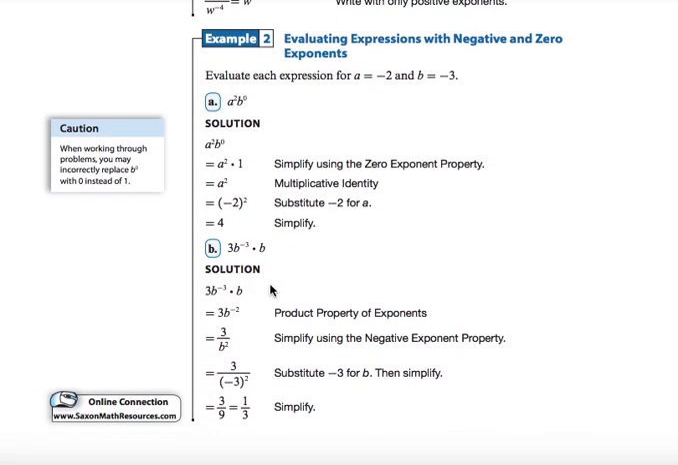In example 2, you're evaluating the expression with negative and zero exponents. So here you're going to put the zero exponent property into play and apply how to simplify with a negative exponent.